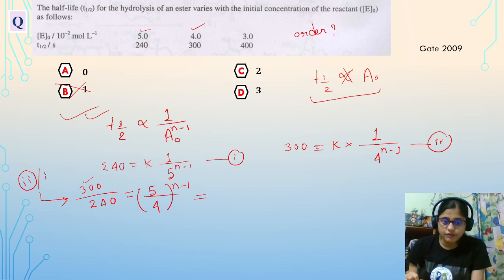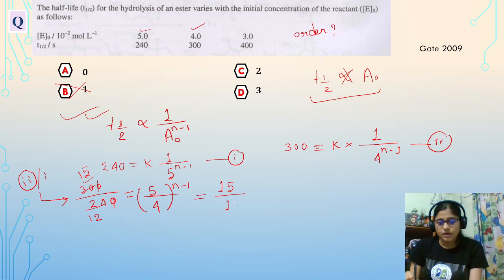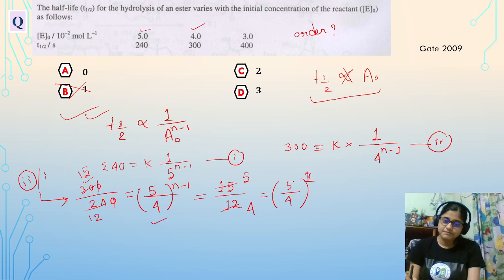Now, this will be cut down, and okay, let's cut down with 2, 12 and 15. So 15 by 12. Oh, we can again cut it down, sorry. 3, 5 and 3, 4. Okay. So 5 by 4 we got, right? And here 5 by 4 is given. So to the power actually it is 1. I was about to write -1, but here it is 1, right?